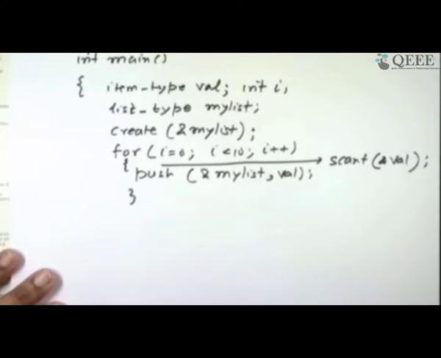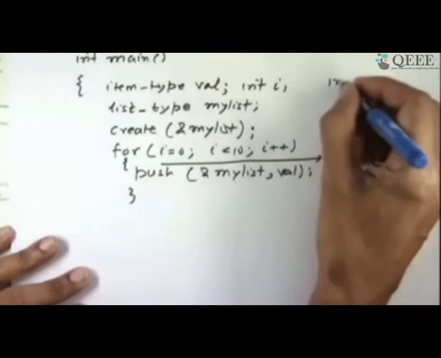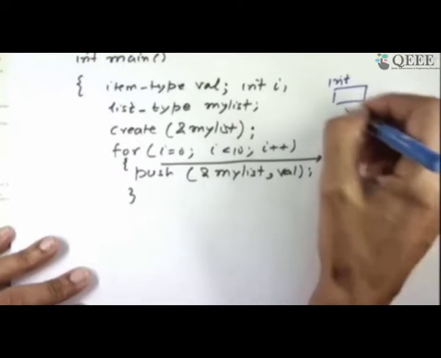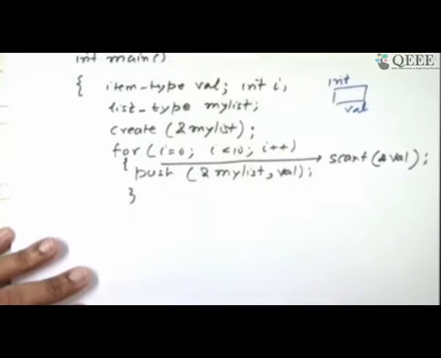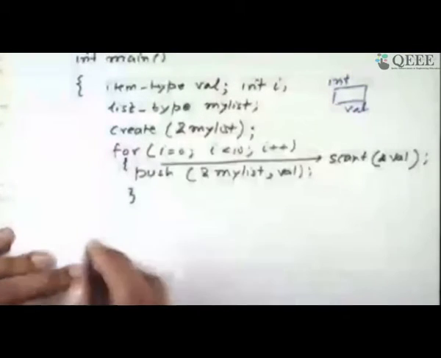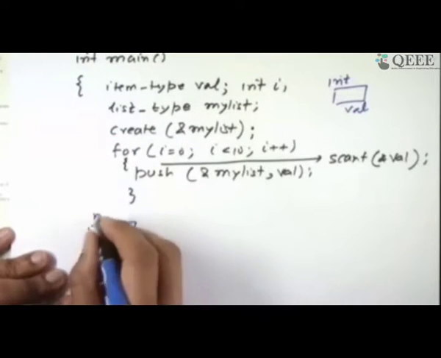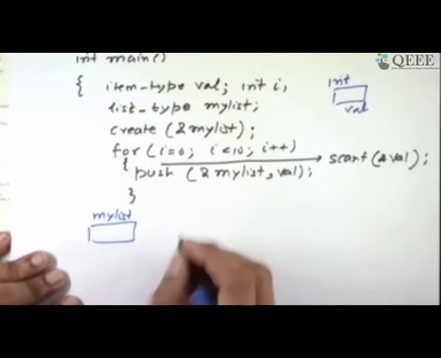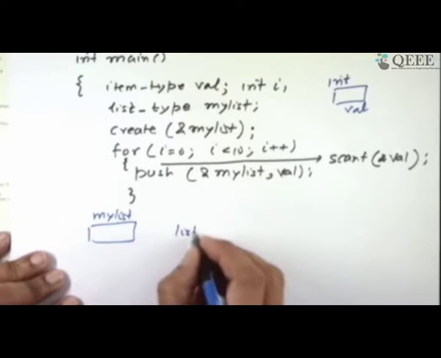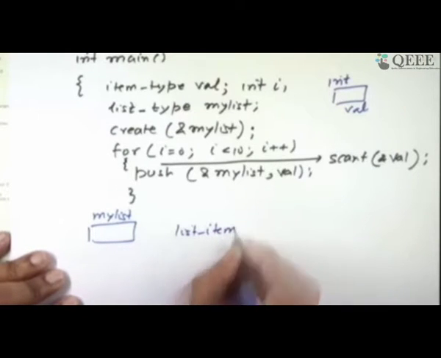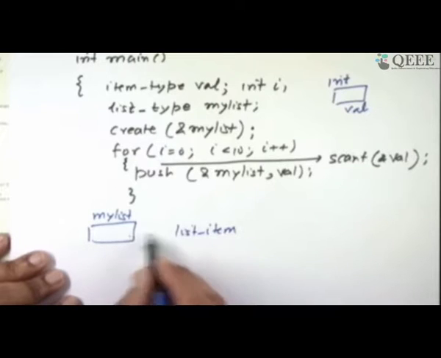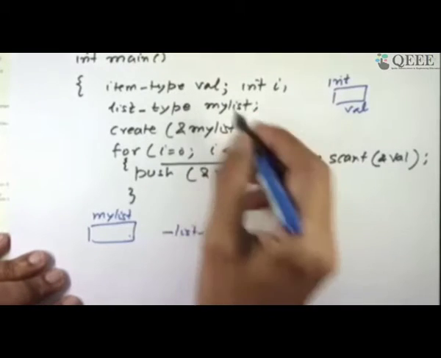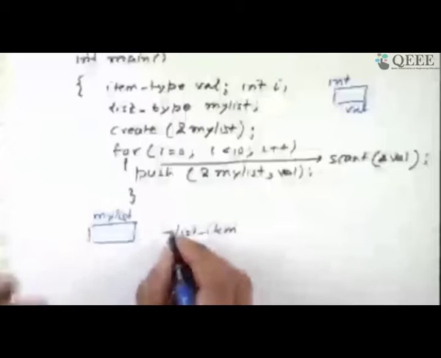Let's see why. Let me go to my type specification. Remember, item type val means it is an int. It's essentially the same as saying int val. So I've created an integer space for val. List type my list: what is my list basically? These are all on the stack. So my list is basically a pointer to list item, which I have not defined here, it is already defined there. It can point to list item, but I have not put anything over there yet.